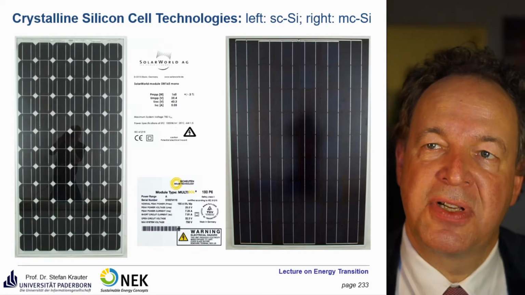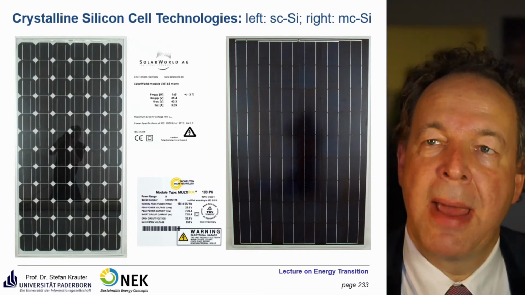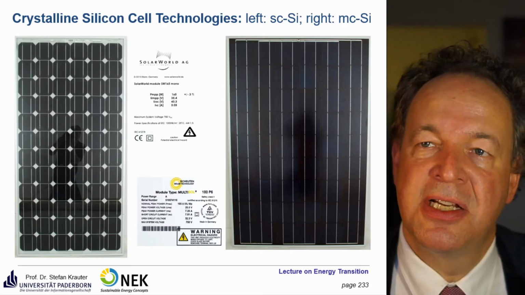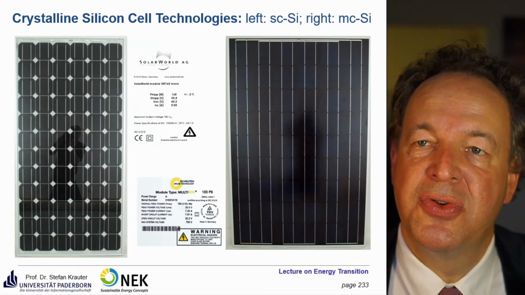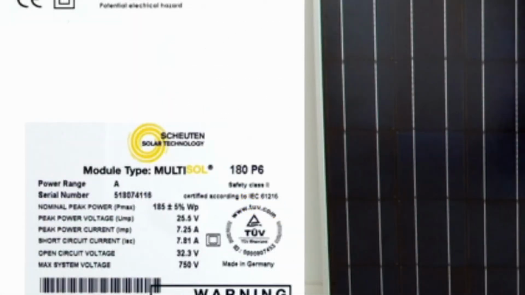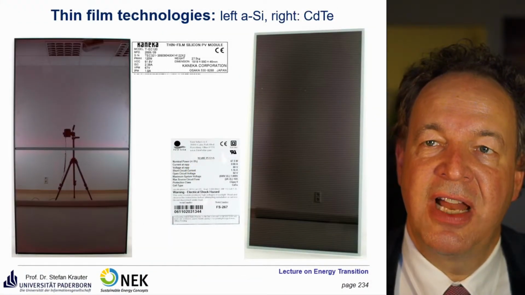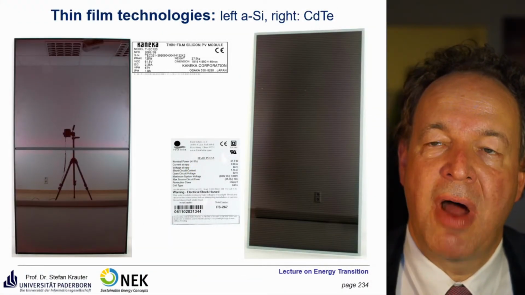Here you see some examples of solar modules. On the left side, SC silicon means single crystalline silicon. On the right side, you see MC, that means multicrystalline silicon modules. In the middle of those two, you see the data sheet of those. So also, as I mentioned before, the power under standard test conditions, open circuit voltage, short circuit current, the maximum power point voltage and current in the maximum power point. Here you see a thin film technology on the left, amorphous silicon. On the right you see cadmium telluride.